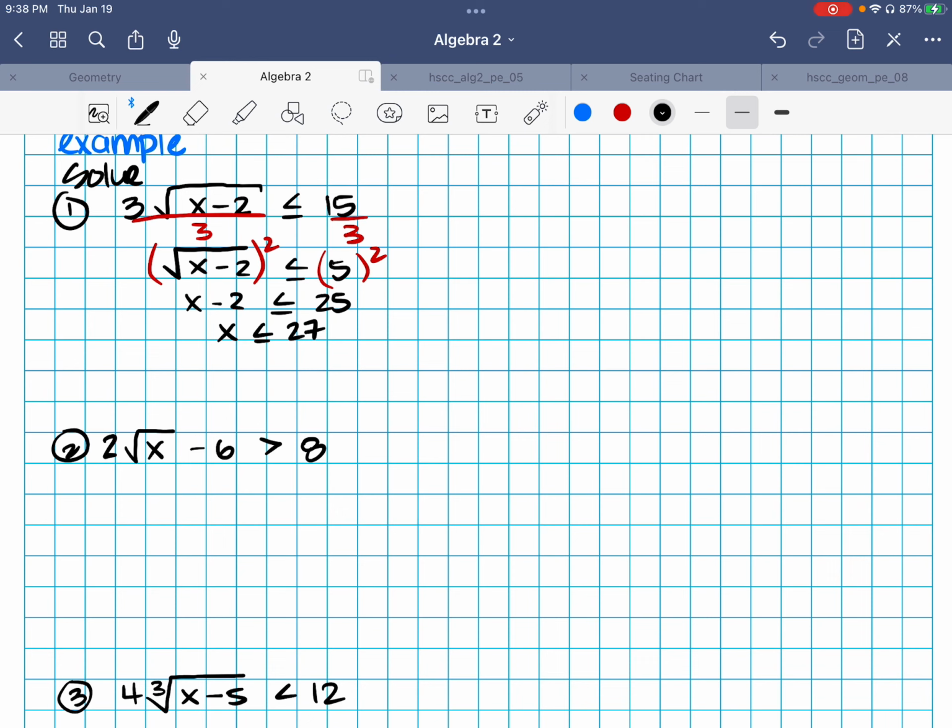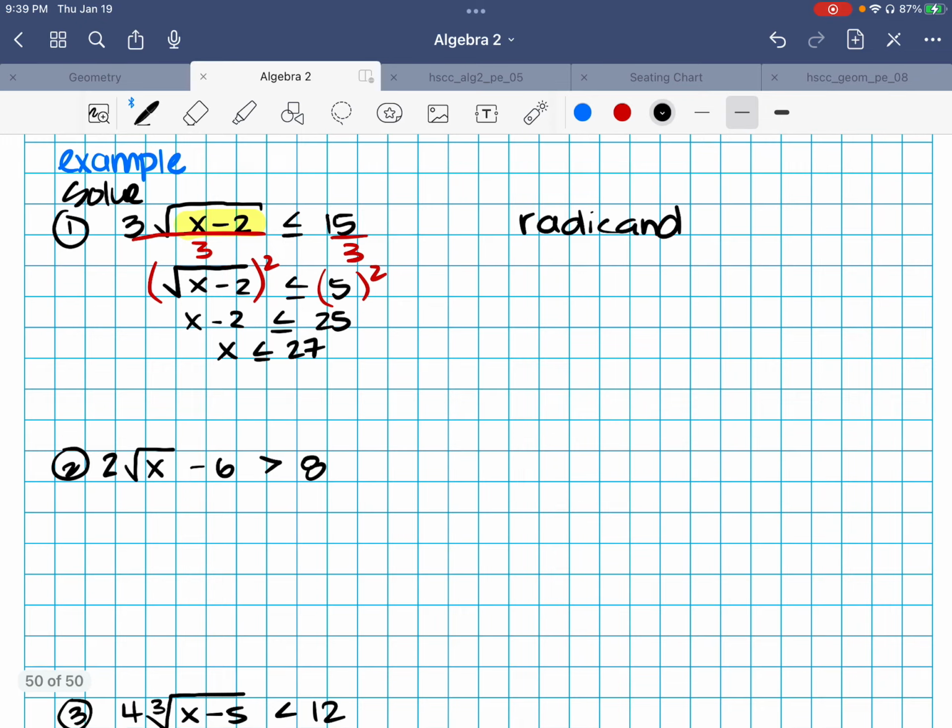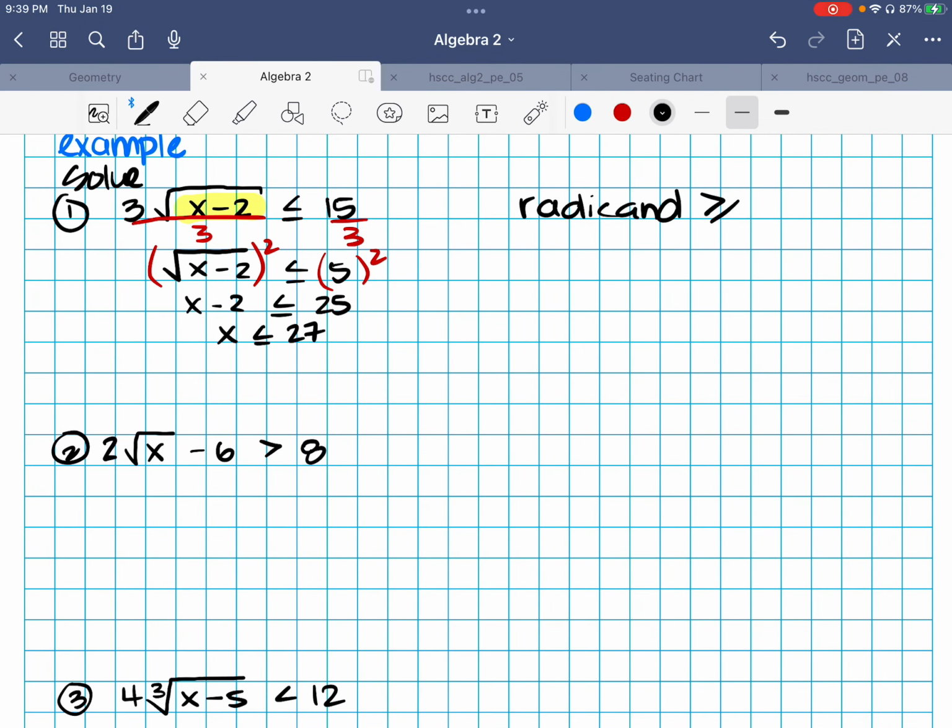Now, under most circumstances, we would be done, except radicals have very special things that can happen with them, primarily the domain restrictions. Square roots can't have numbers that are negative inside the radical. So we're going to create that exception right now. When there's a square root, the radicand cannot be negative. In other words, the radicand must be greater than or equal to 0.